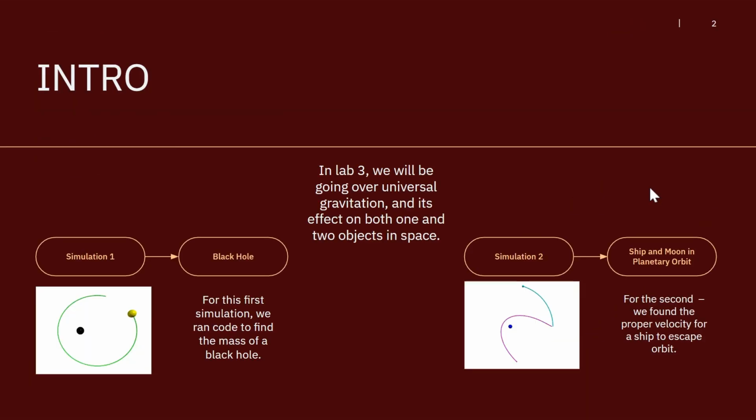Over gravitation. For a bit of an intro, we will be going over universal gravitation and its effect on both one and two objects in space through two different simulations. For simulation one, we're going to be looking at a black hole, with our end goal being to run code to find the mass of this black hole, which will keep our planet in orbit. And for simulation two, we'll be looking at the ship and a moon in planetary orbit to find a proper velocity for a ship to escape such orbit and all the forces that interact with that.